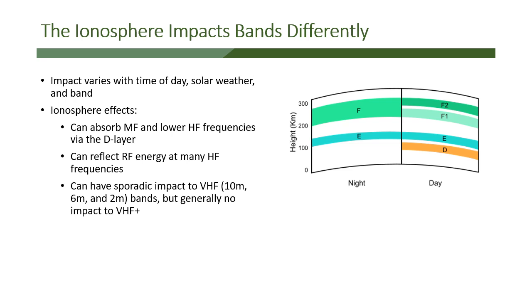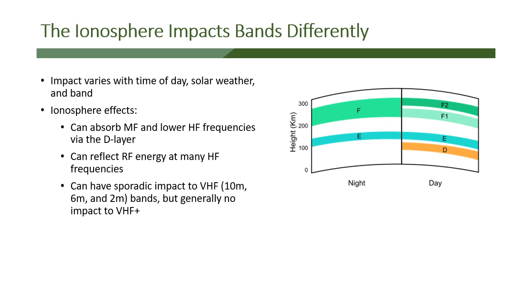We can also have sporadic impacts to the VHF, specifically the 10 meter, 6 meter, and 2 meter bands, but generally no impact to anything that's really VHF and above. So UHF and above, absolutely, the ionosphere doesn't see it at all. There may be some absorption, but if you send a UHF wave into the atmosphere, you're going to see it end up in space. So space communication is generally done at high VHF or UHF and above frequencies.